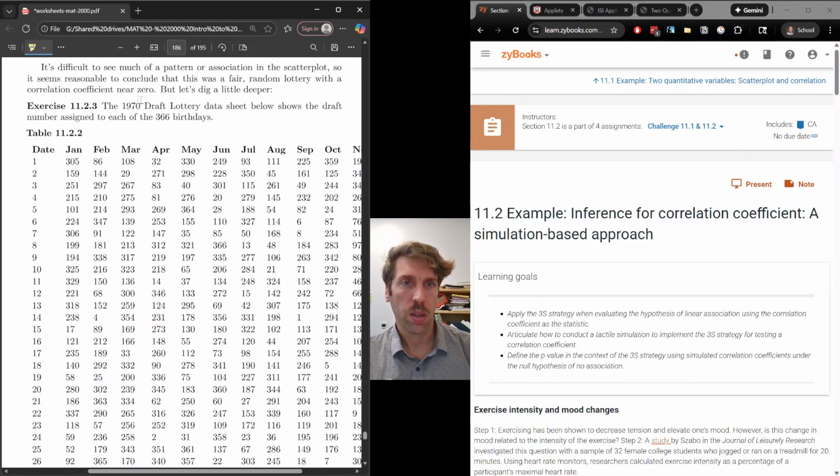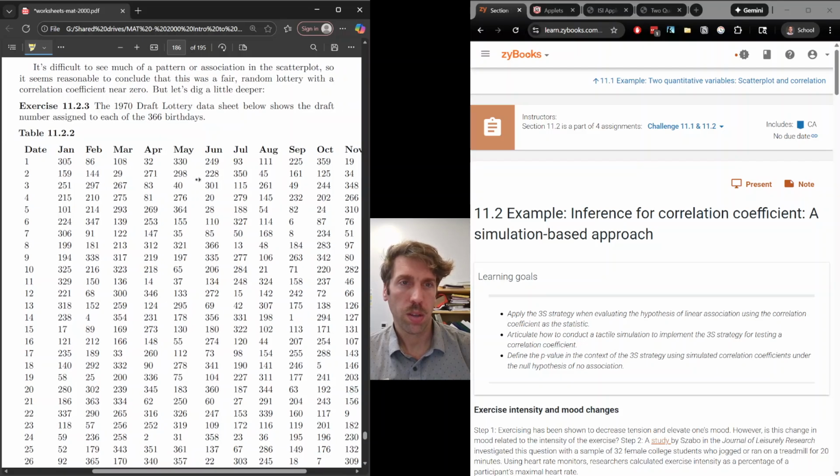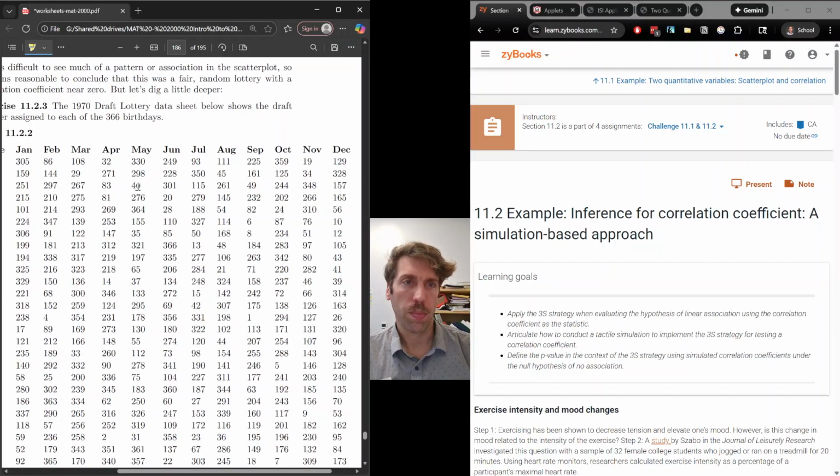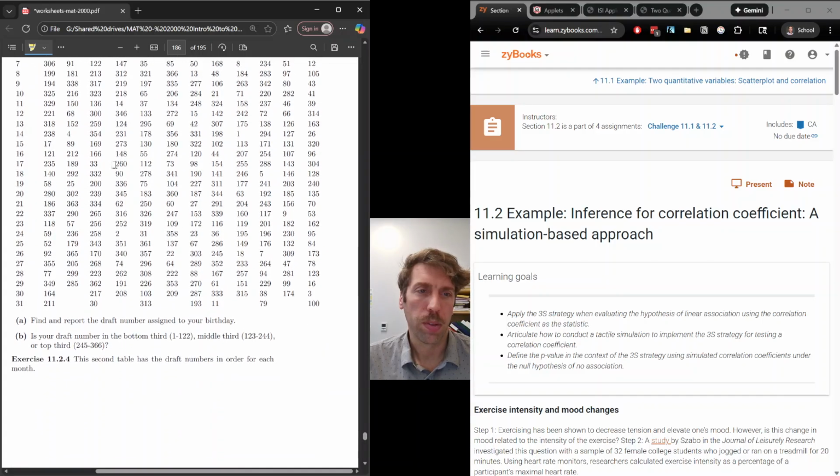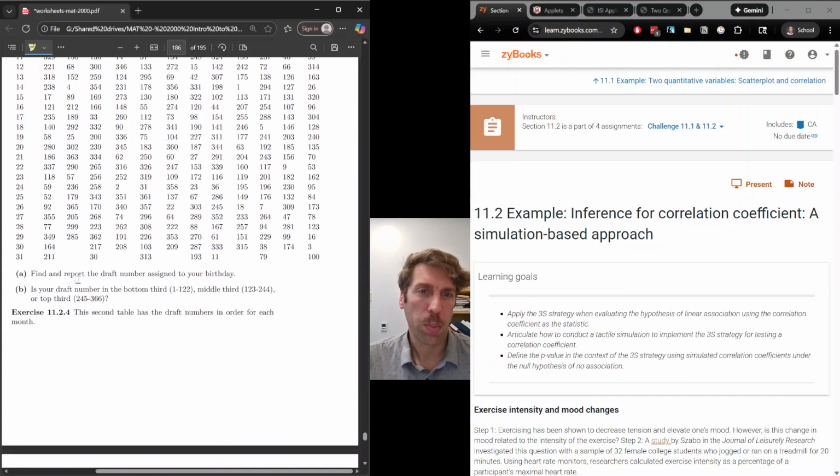Here, the 1970 draft lottery data sheet below shows the draft number assigned to each of the 366 birthdays. I think I might need to zoom out. Okay, so there's the date, like 1, 2, 3. Let me go down further. Find and report the draft number assigned to your birthday.